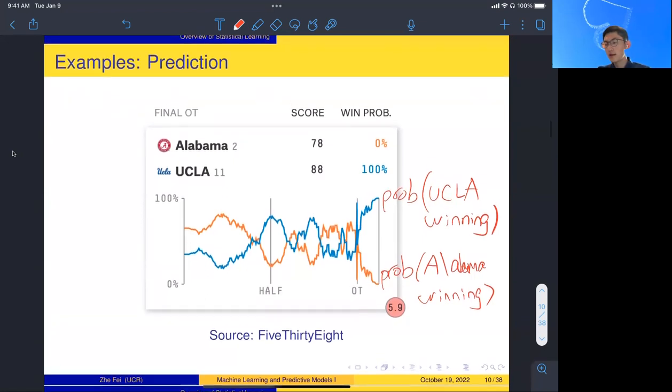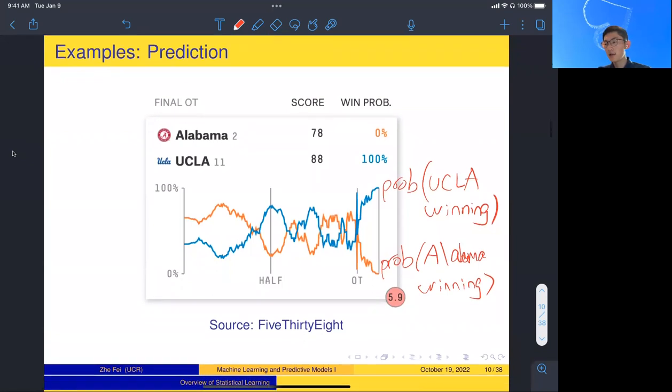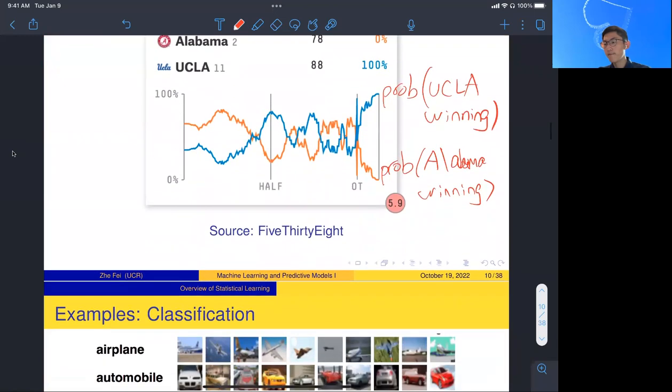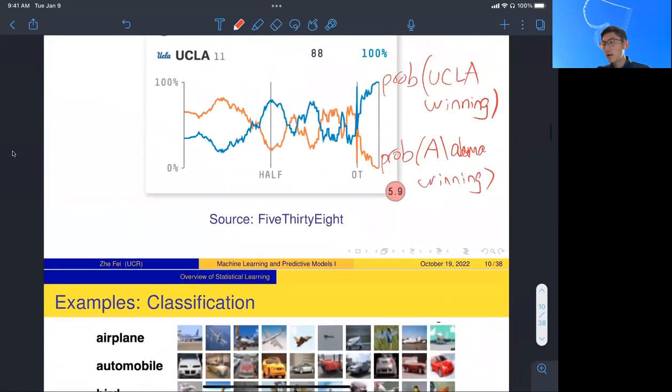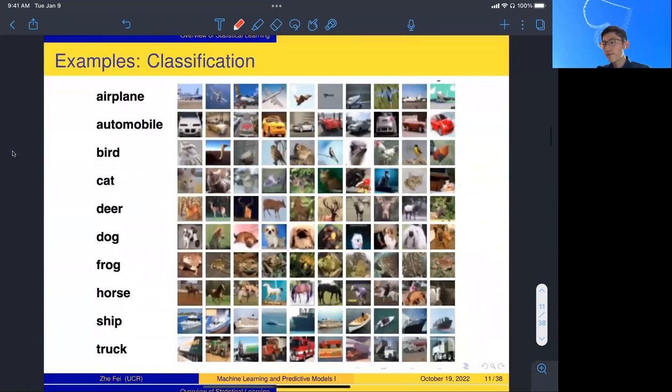We want to produce this prediction in a timely manner, in the sense that it's updated throughout the game. Also, by the way, we can think of this probability as a continuous response variable that we want to predict, so it is a continuous variable between 0 and 1.